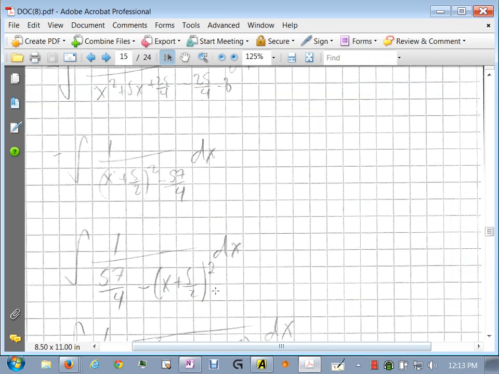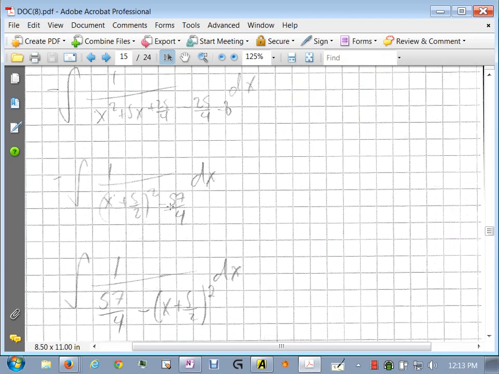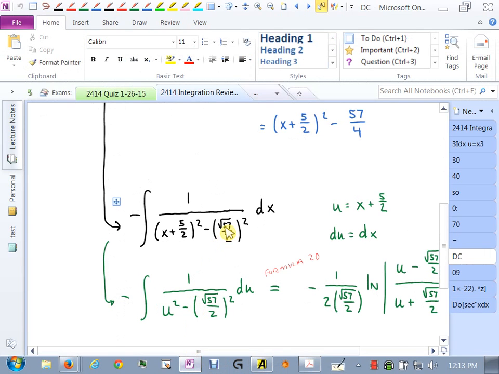The only difference that we have here is that I have this squared minus, and I rewrote this 57 over 4 as the square root of 57 over 2 squared so that everyone could see that's A. So I have the form 1 over something that looks like U squared minus A squared, and that's why it's not arctan, right? Okay.